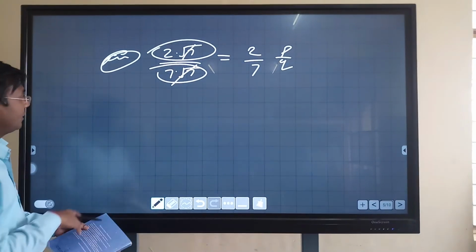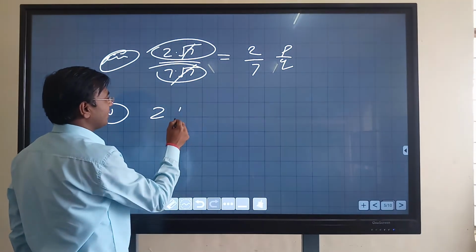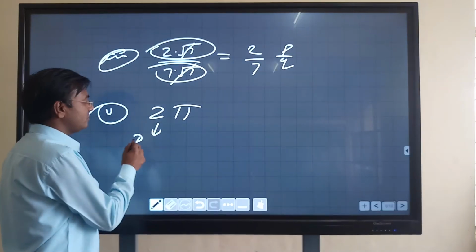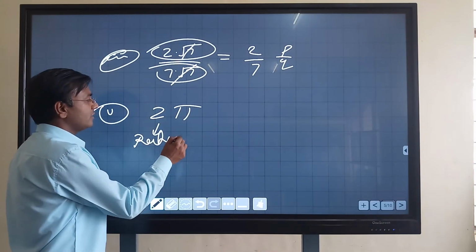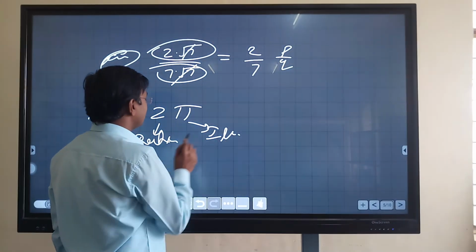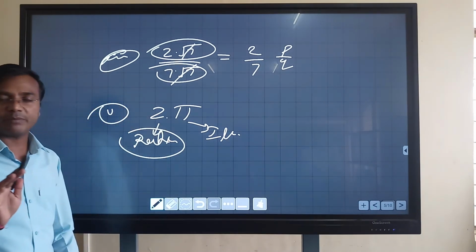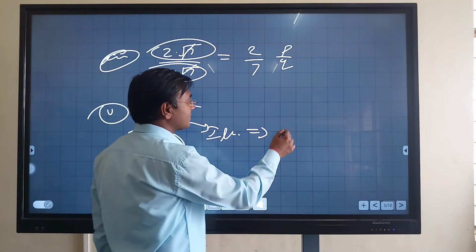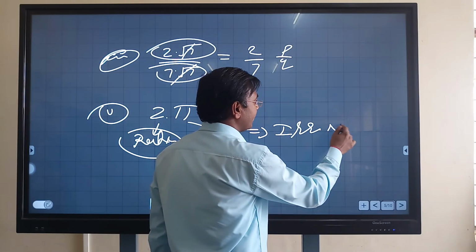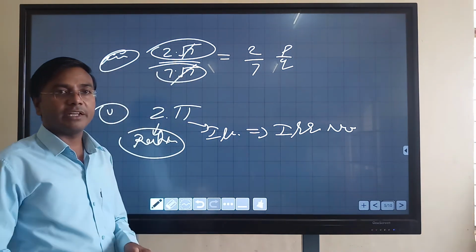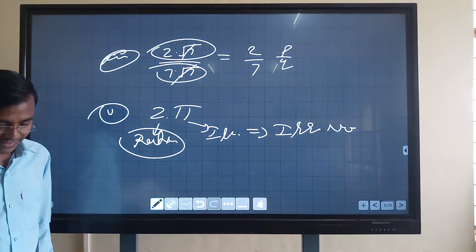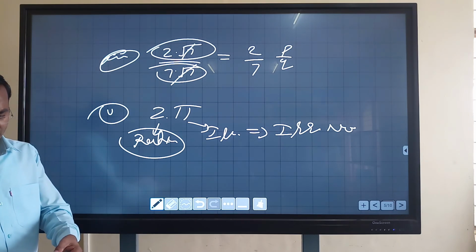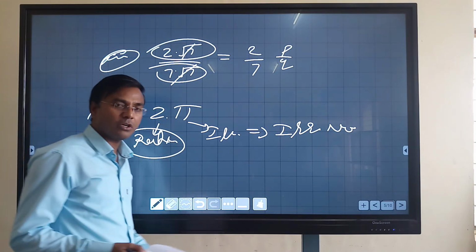Now the very important example might be confusing to you all. 2 into pi. This 2 is what? Rational. And this pi is what? Irrational. So the product of 2 into pi is what? Rational into irrational always gives an irrational number by property. So the answer is an irrational number. Same as question number 2. So try to solve these examples and question number 3, 4 and ask your doubts.